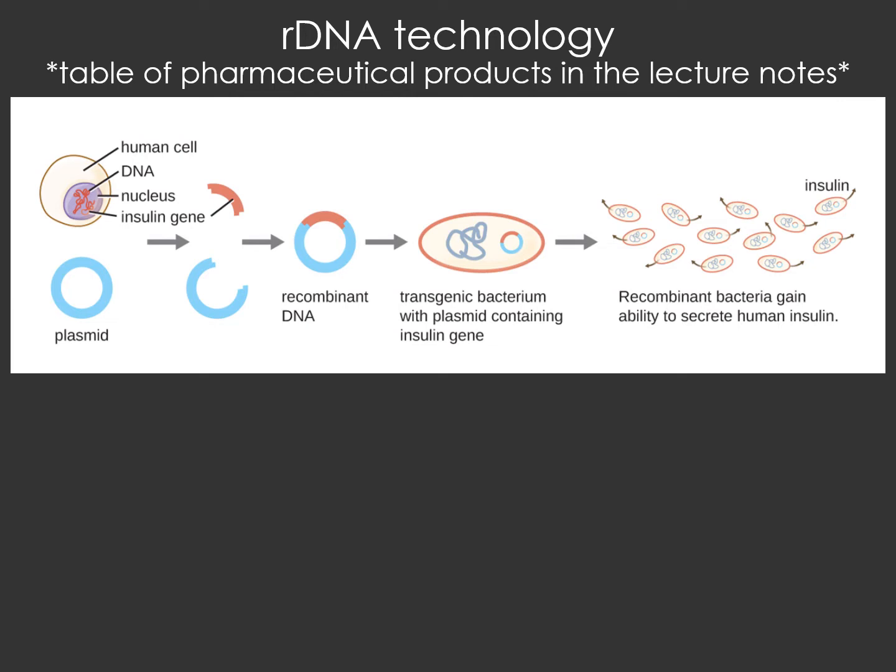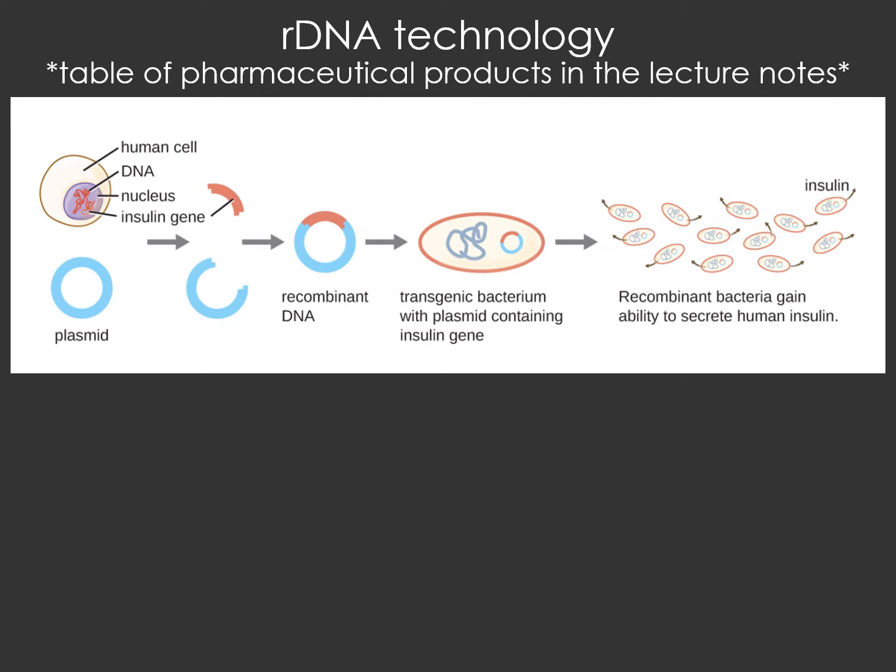So you've got to find a way to get your gene of interest into a plasmid, and then you've got to take that recombinant DNA plasmid, right? That plasmid itself is recombined because it has the plasmid DNA shown here in blue and the human DNA shown here in red.